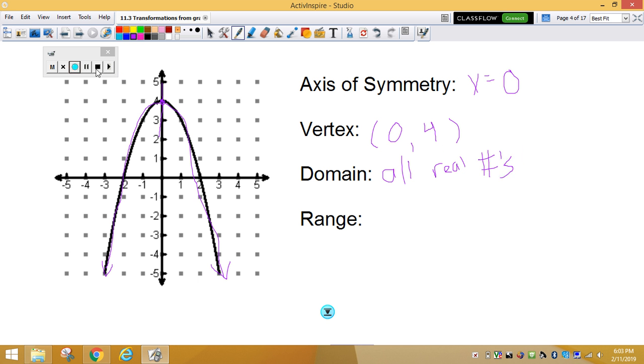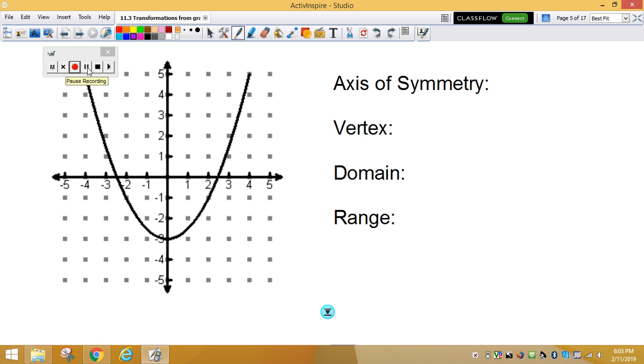Your range is not all real numbers. It will go down forever, but it only goes up to 4. So we've got to figure out, are y's going to be bigger than 4 or less than 4? And since it's concave down, that means all of your y's are going to be less than or equal to 4 because it goes down instead of up.